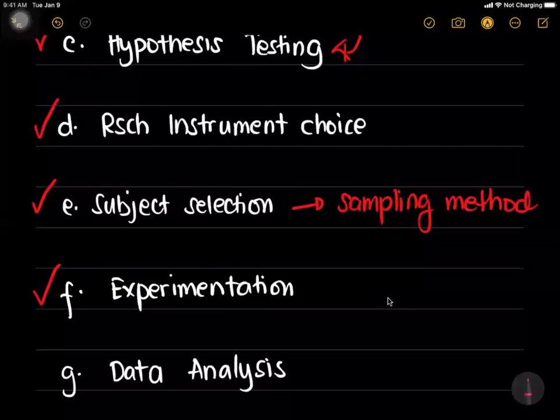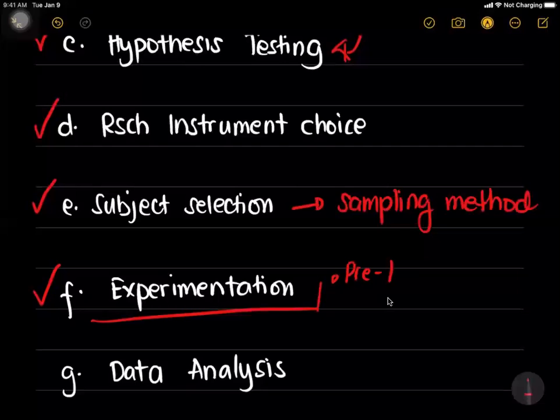And then you start doing your experimentation that allows you to control the cropping up of extraneous variables and experimenters' biases. And by the way, I forgot, in your experimentation, we mentioned a while ago about pretest, right? Okay.